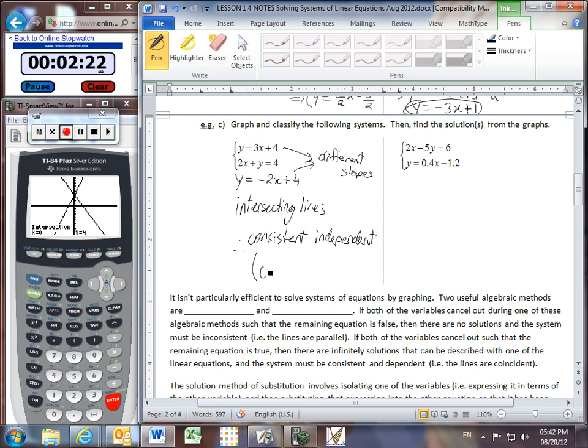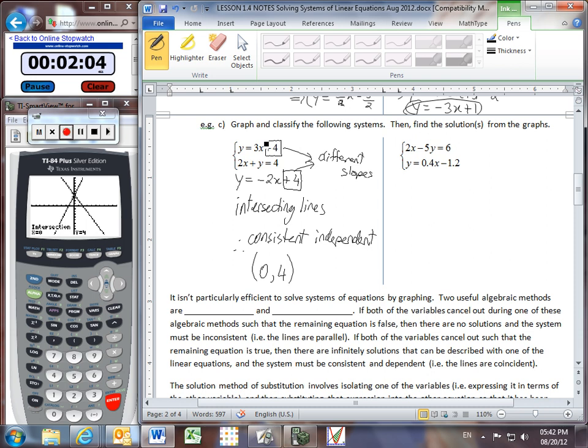at the coordinate 0, 4, which really shouldn't be a surprise to us, because when you look at these two equations, the y-intercept was positive 4 both times. So if they've got the same y-intercept, that must be the intersection point, because slopes are different, they intersect.